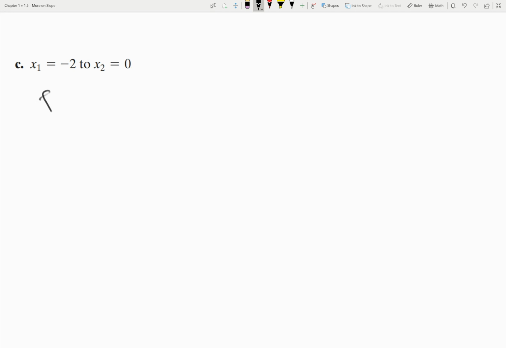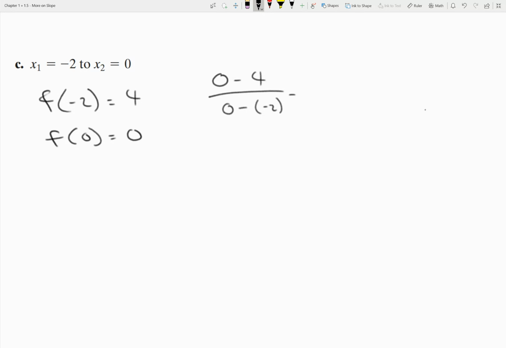So now we have f of negative 2 and f of 0. F of negative 2, negative 2 squared is still 4. F of 0 is 0. So now here's where it's important. Remember which one is x1, which one is x2. So it's 0 minus 4 over 0 minus negative 2. So that turns into a negative 4 over a positive 2, which is the slope of negative 2.